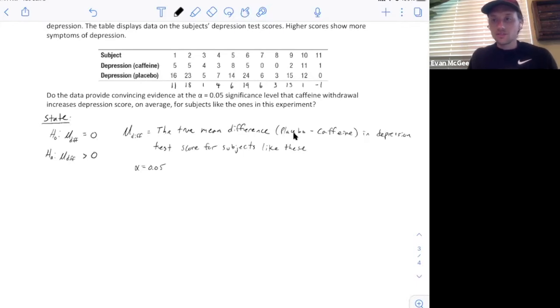So they're not actually getting caffeine, which means they're not getting the normal caffeine intake, which means if this score is higher, then the caffeine is reducing the depression score. So we want to see if there's evidence that the mean difference is greater than 0, meaning the placebo results in higher depression scores. Next, we'll state the method of inference and check the conditions. This is called a paired t-test for a mean difference.